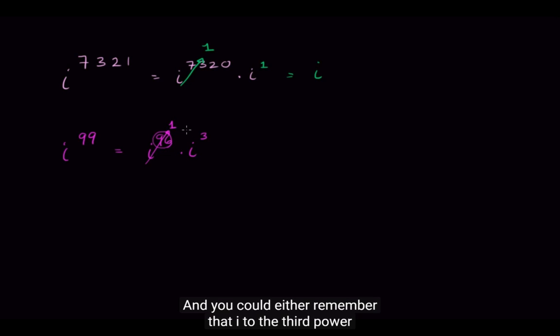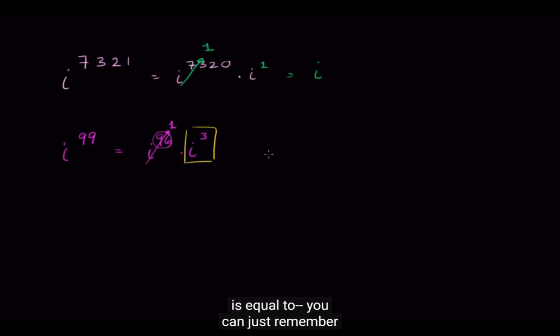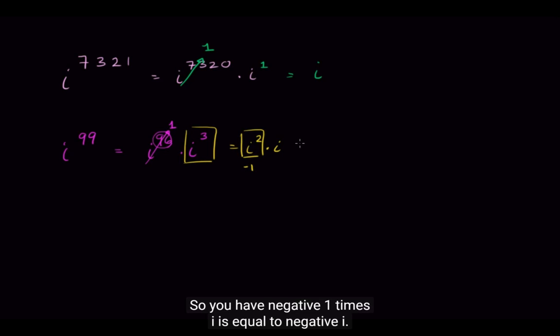And you could either just remember that i to the third power is equal to negative i, or if you forget that, you could just say, look, this is the same thing as i squared times i. i squared, by definition, is equal to negative 1. So you have negative 1 times i, which is equal to negative i.